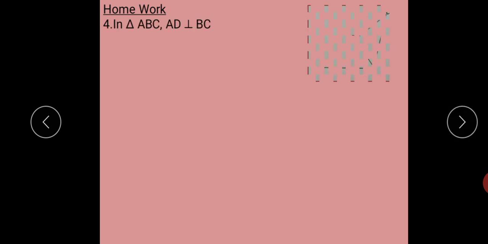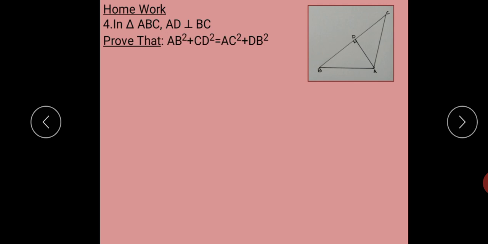Very short question. In triangle ABC, AD is perpendicular to BC. Prove that AB square plus CD square is equal to AC square plus DB square. Now, if you look at the two right angle triangles, ADB and ADC, they have a common side AD, and that AD is not there in the final statement. So here is a hint. We'll write two equations with AD square on the left hand side, and we'll equate the right hand side.